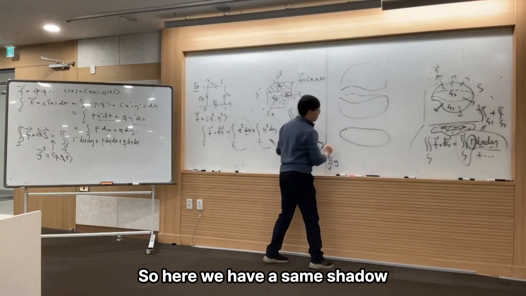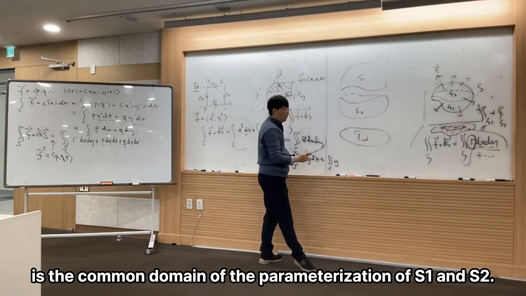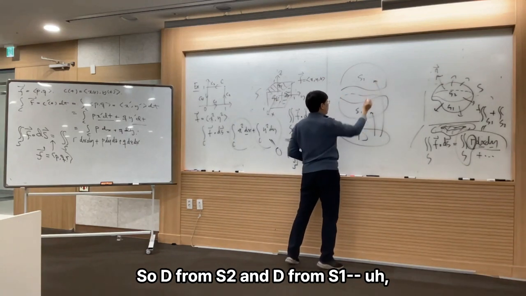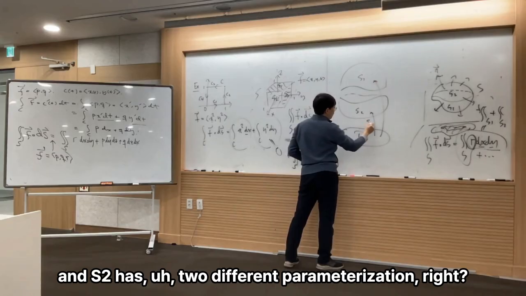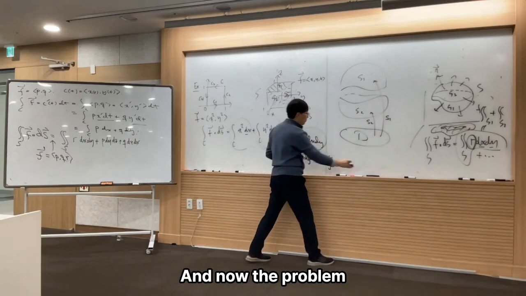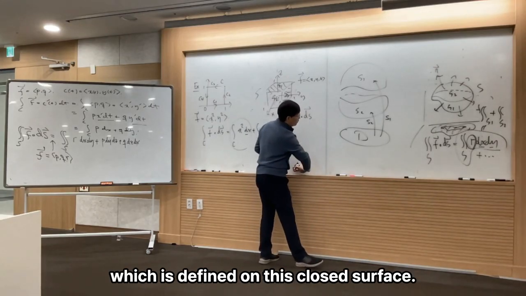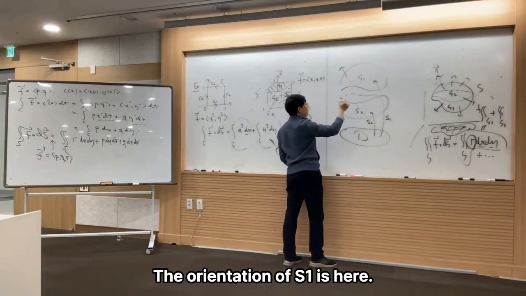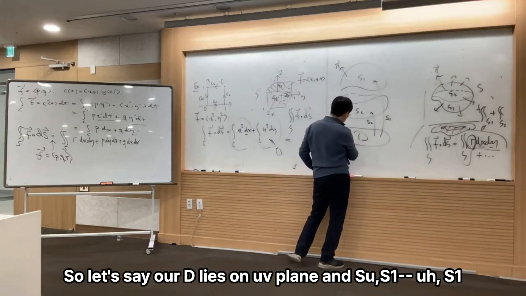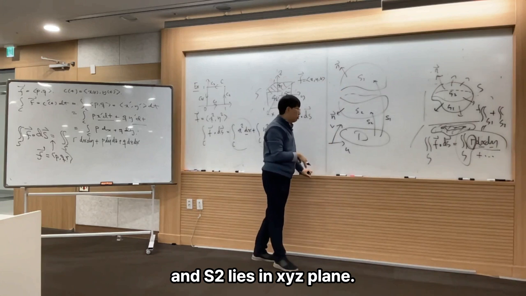Here we have the same shadow of S1 and S2. Same shadow means that this domain D is the common domain of the parameterization of S1 and S2. So from D to S1 and S2 there are two different parameterizations, right? Because they are two different surfaces. Now the problem is we had an orientation defined on this closed surface. The orientation on S1 is in this direction, and on S2 in this direction.